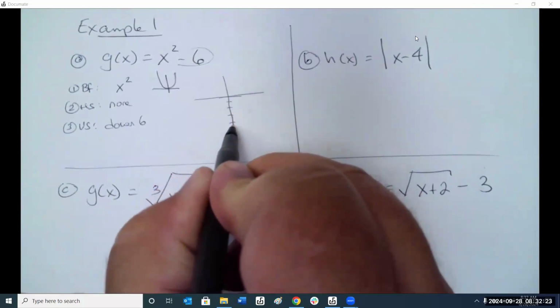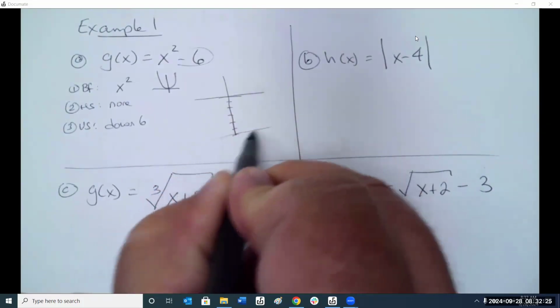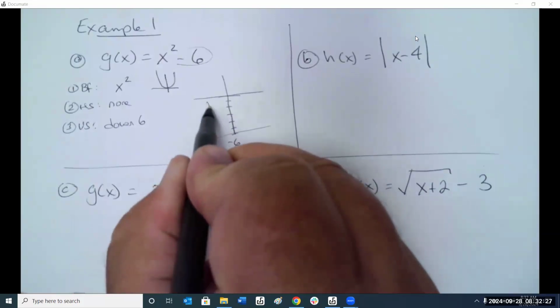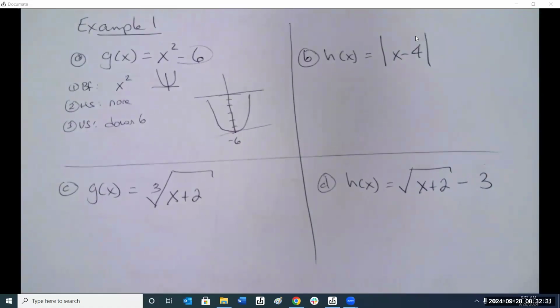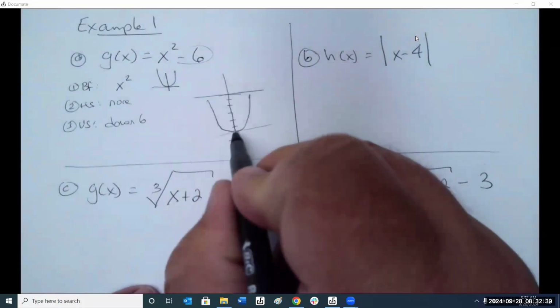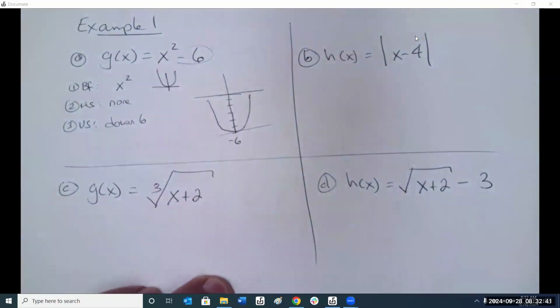1, 2, 3, 4, 5, 6. It still looks like that. At least for the homework, you still have to plot some points. All this is, I'm rough sketching it. All right, you know where it is, so you plot some points. +1, -1. How about B?